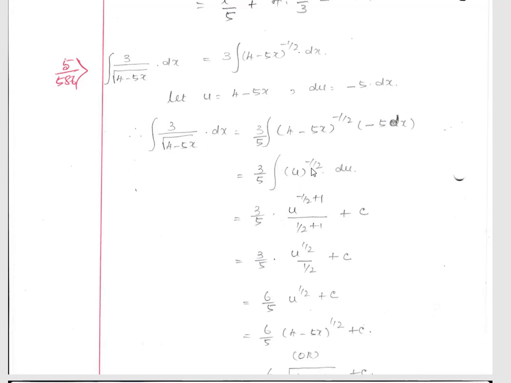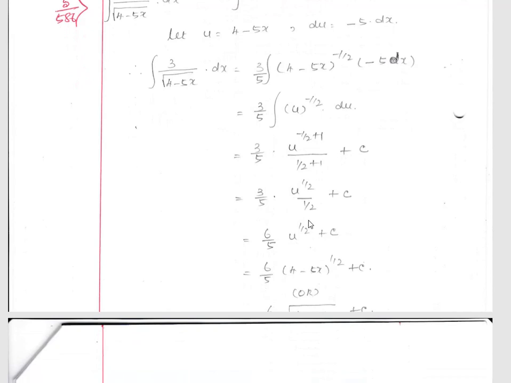We know the formula, which is n plus 1. n is minus 1 by 2, so minus 1 by 2 plus 1, in both the power and the denominator, plus c. Minus half plus 1 is half. So what will you get? It is a division by a fraction, so we can take the reciprocal, flip it and multiply. Therefore 3 multiplied by 2 will be 6 by 5 times u^(1/2) plus c.